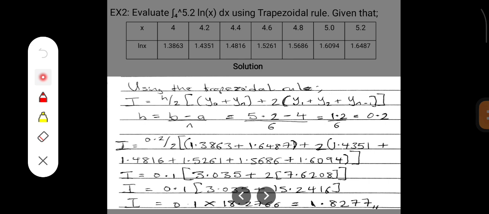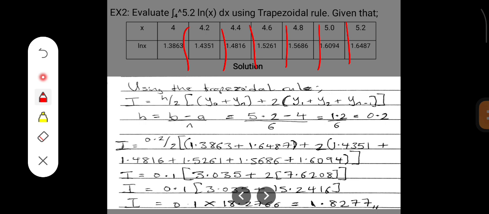Now we need to calculate our step size h using this formula, b minus a divided by n, which is the upper boundary 5.2 minus the lower boundary 4, divided by the number of sub-intervals. So how do we calculate the number of sub-intervals? You can do it in two ways. Either you count the number of spaces in between the data points, or you start counting right after the first value. So for now, let's say I want to calculate the number of spaces between the data points. This is the first space, 1, 2, 3, 4, 5, 6.